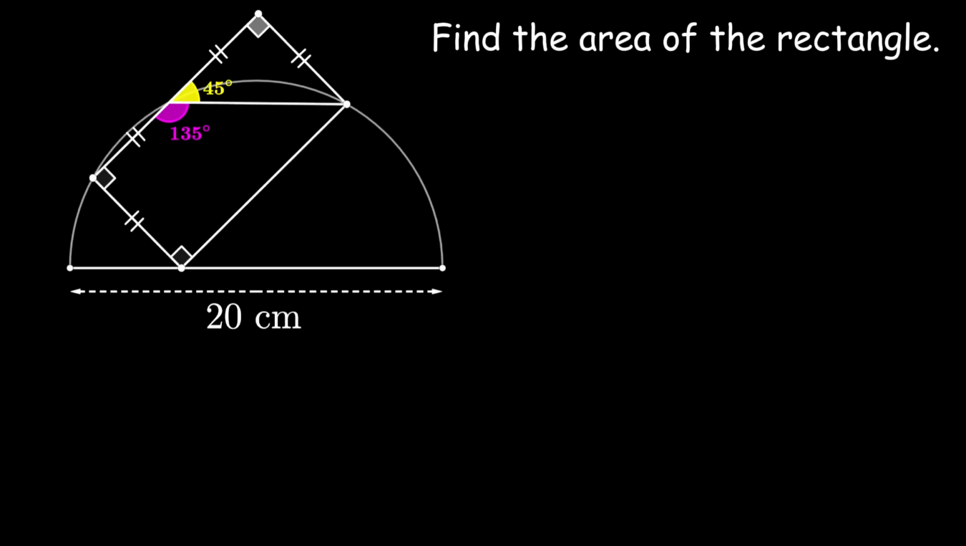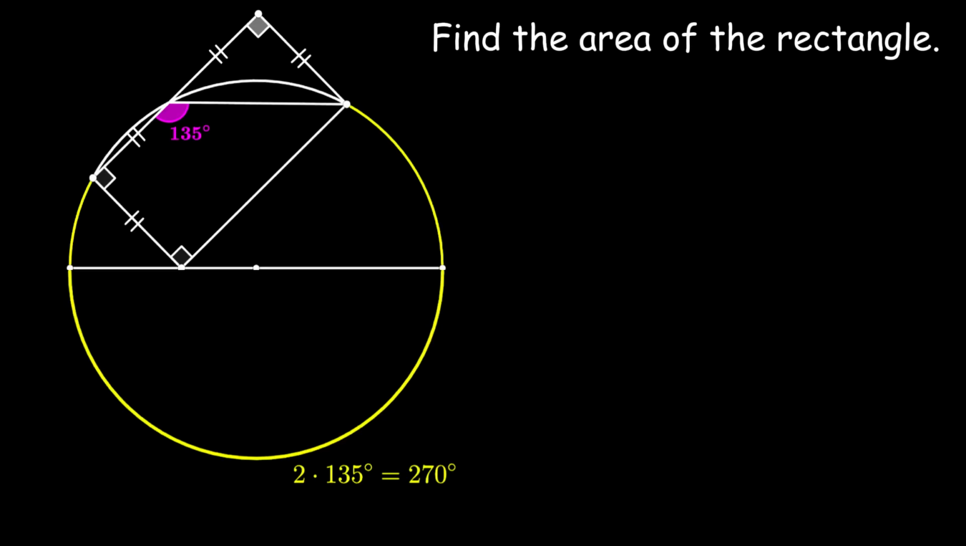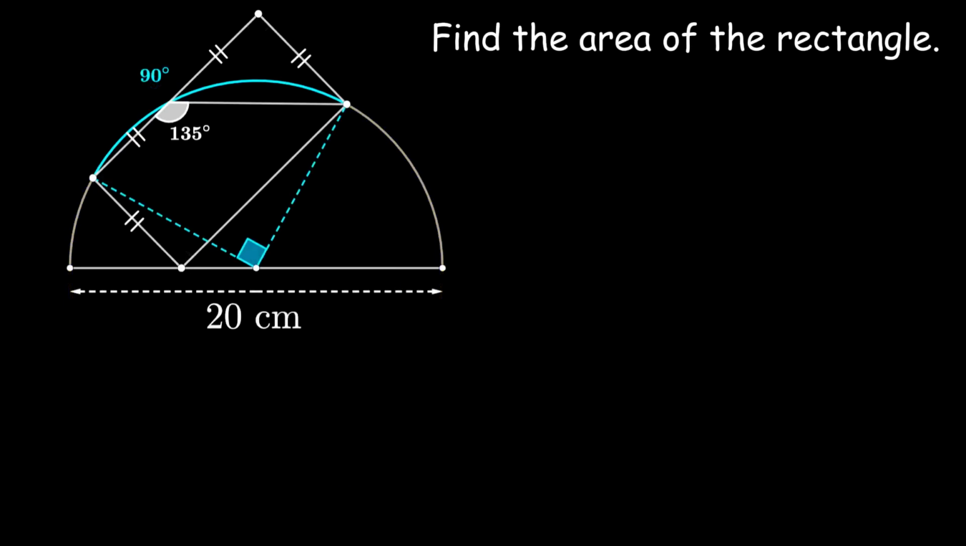135 degrees is an inscribed angle, hence the intercepted arc measures twice, that is 270 degrees. Now the remaining arc measure is 90 degrees to complete 360 degrees. Next, the central angle measures 90 degrees, same as the intercepted arc measure.